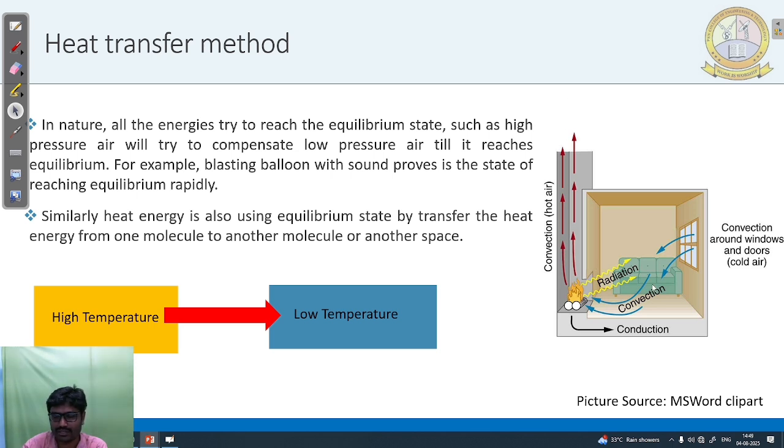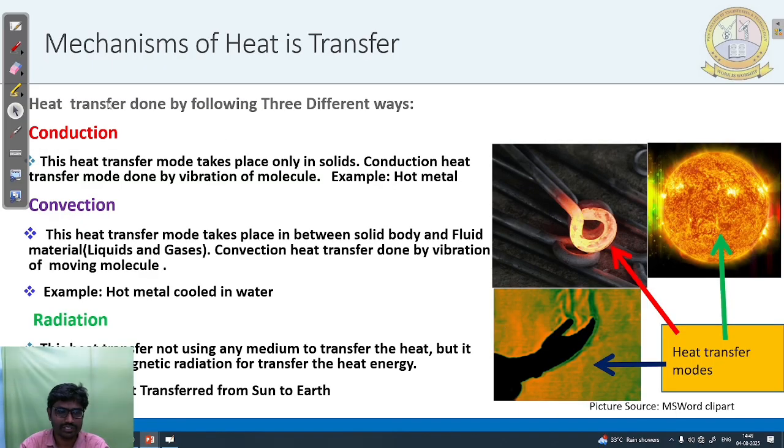So all these three things I have shown you in the example in the single room itself, but we will learn it in detail in the upcoming slides. As I mentioned, there are three different modes of heat transfer. The first is conduction, the second is convection, and the third is radiation.